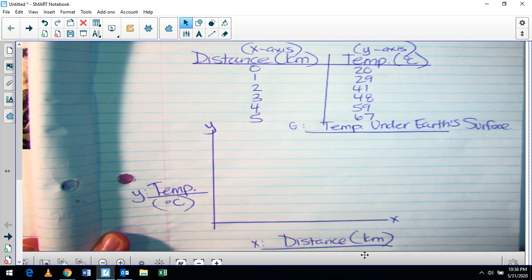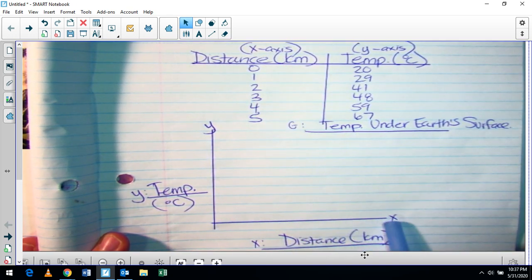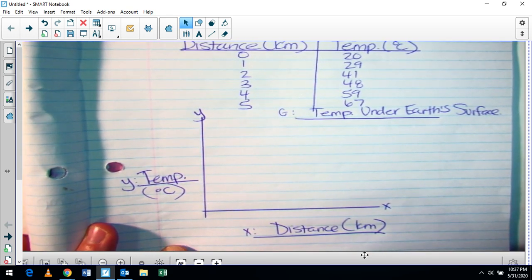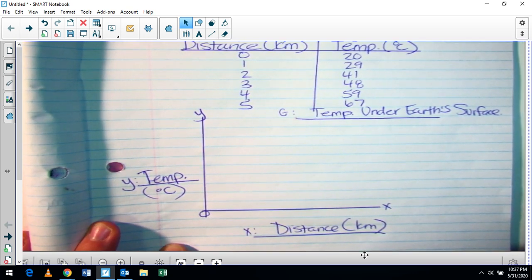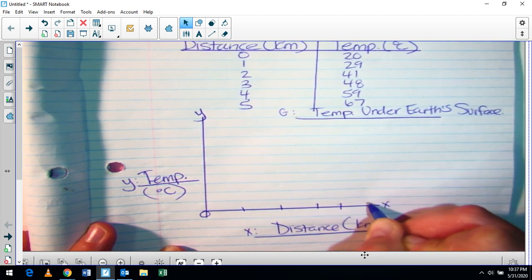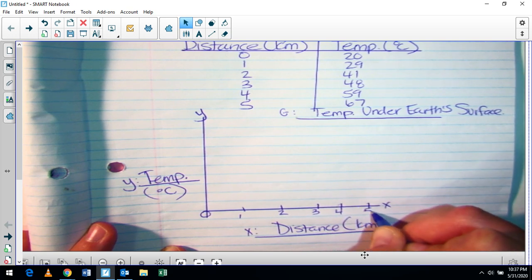My first step would be to take these numbers in the left-hand column and evenly space them out along the horizontal axis, the x-axis. 0 is always at the corner, the origin of x and y. And then we evenly space out 1, 2, 3, 4, 5. It's not so even, but oh well.